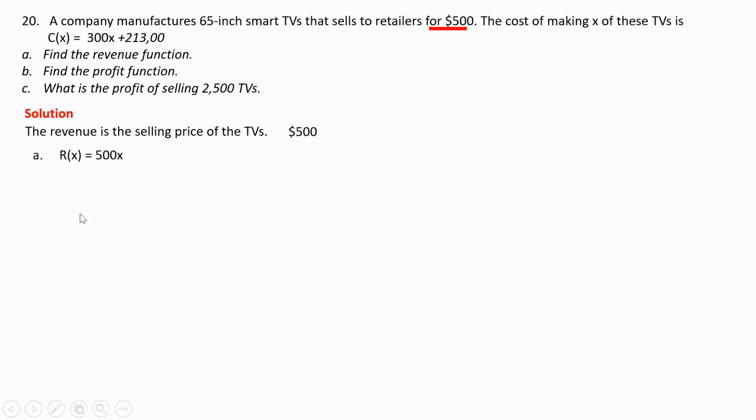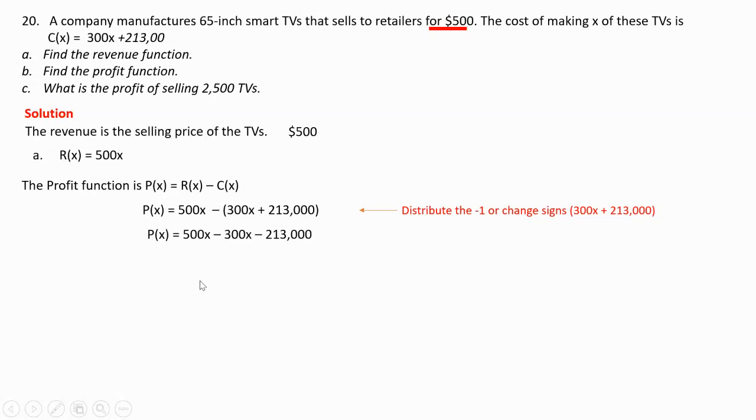Now for part B, find the profit function. The profit function is P of x equals R of x minus C of x. So we already know what R of x is, and C of x was given, which was 300x plus 213,000. So here we're going to distribute the negative. It's going to give us 500x minus 300x minus 213,000. We combine like terms. So 500x minus 300x will give us 200x. So the result of the profit function is 200x minus 213,000. That's the answer for B.